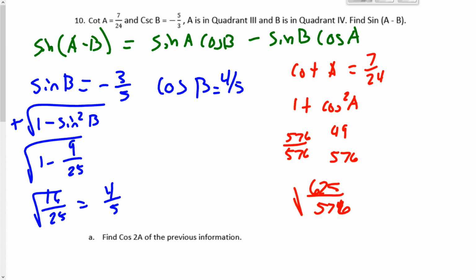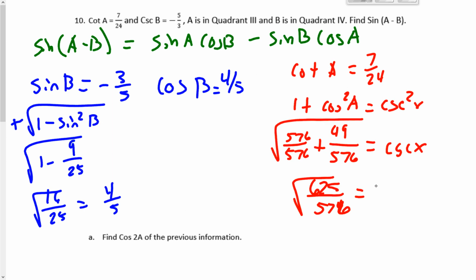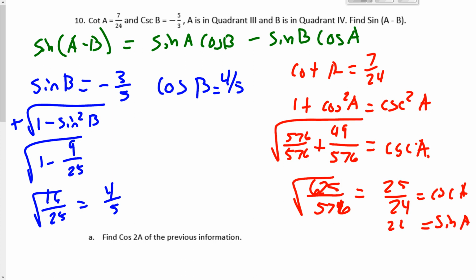You square root that. It equals cosecant squared, so that's why we have to square root that. So we get 25 over 24. So that is cosecant of, not x, sorry, of A, because this is of A. And this is cosecant of A, so that means sine of A would be 24 over 25. Okay, so now we have sine of A is 24 over 25.